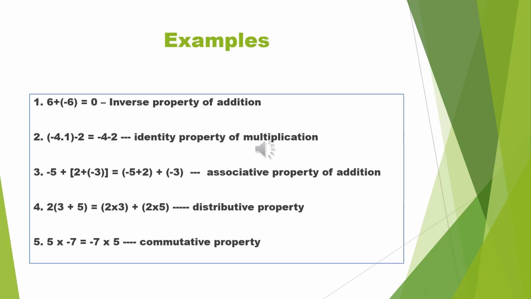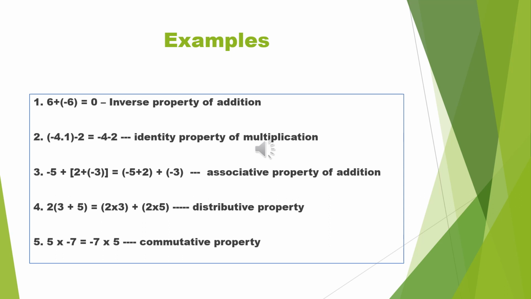The next one is minus 5 plus 2 plus minus 3, which is equal to minus 5 plus 2 plus minus 3. In this case, the bracket on the left hand side is for 2 and minus 3, and that bracket is shifted to minus 5 and 2 on the right hand side. I have already taught you that if the brackets are shifted, then it is the associative property of addition. And the next one is 2 times 3 plus 5.